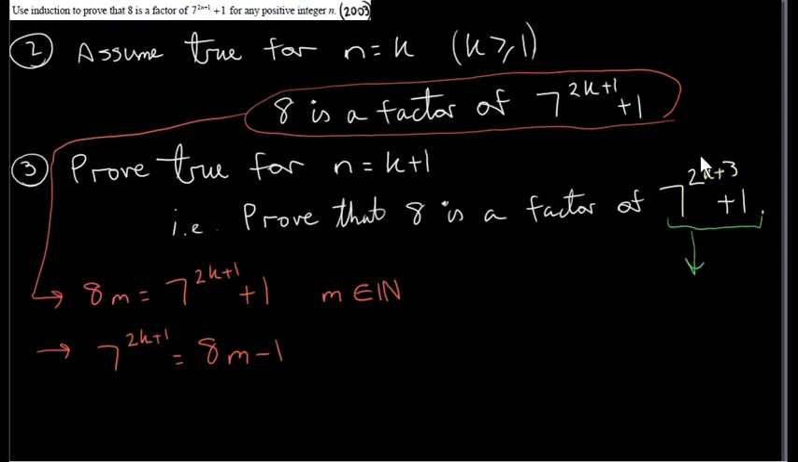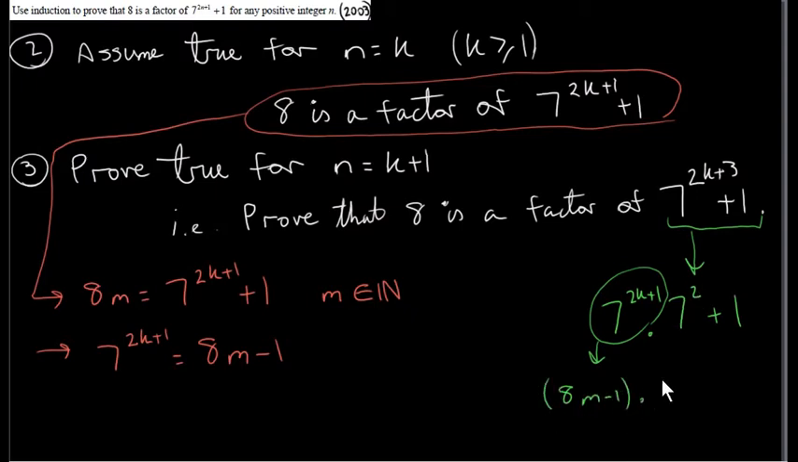We can actually factorize this term here into 7 to the power of 2k plus 1 times 7 to the power of 2, and then we just add on the 1 here. We can write it like this. If we add the powers, 2k plus 1 plus 2 gives us back 2k plus 3. We can then go and sub in 8m minus 1 for this here, times 7 squared, which is 49, and add 1.